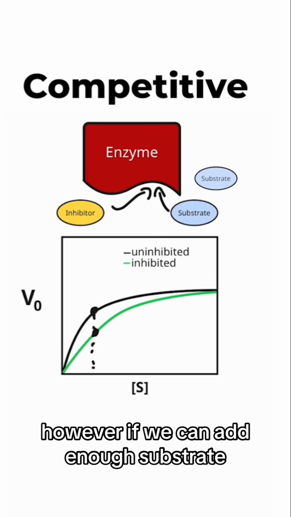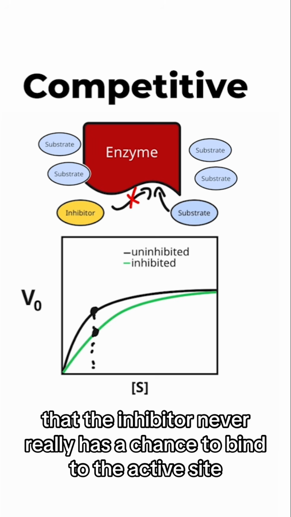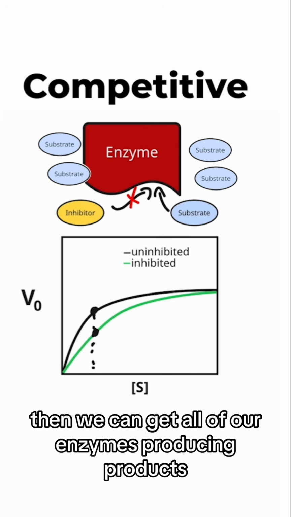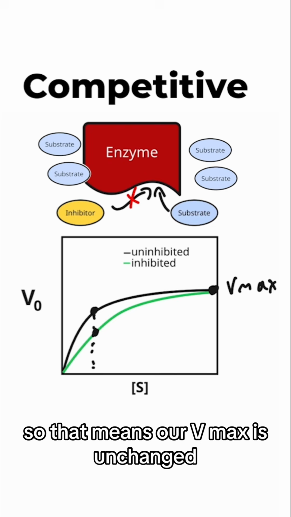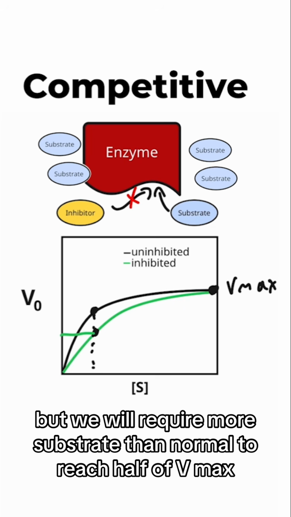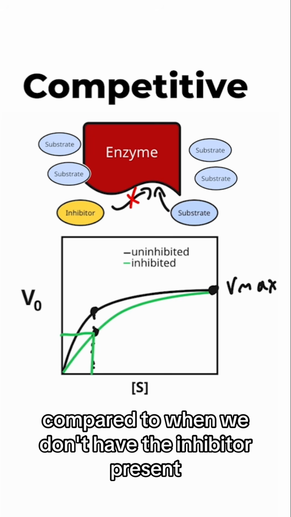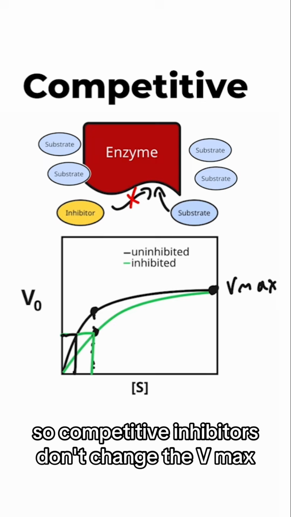However, if we can add enough substrate that the inhibitor never really has a chance to bind to the active site, then we can get all of our enzymes producing products and we can still reach that maximum reaction rate. So that means our Vmax is unchanged, but we will require more substrate than normal to reach half of Vmax compared to when we don't have the inhibitor present. So competitive inhibitors don't change the Vmax, but they raise the Km.